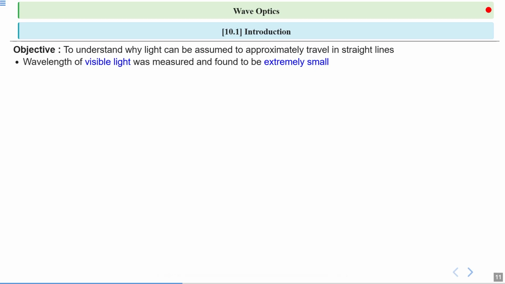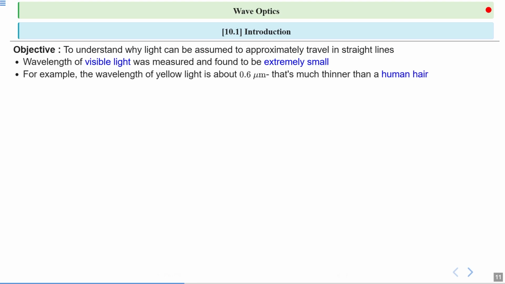So let's start by considering the wavelength of visible light. It's important to note that the wavelength is extremely small. This small size is crucial in understanding how light interacts with objects around us. For instance, the wavelength of yellow light is about 0.6 micrometer, meaning 0.6 × 10^-6 meter, which is much thinner than a human hair. This comparison helps us visualize just how tiny these wavelengths are.